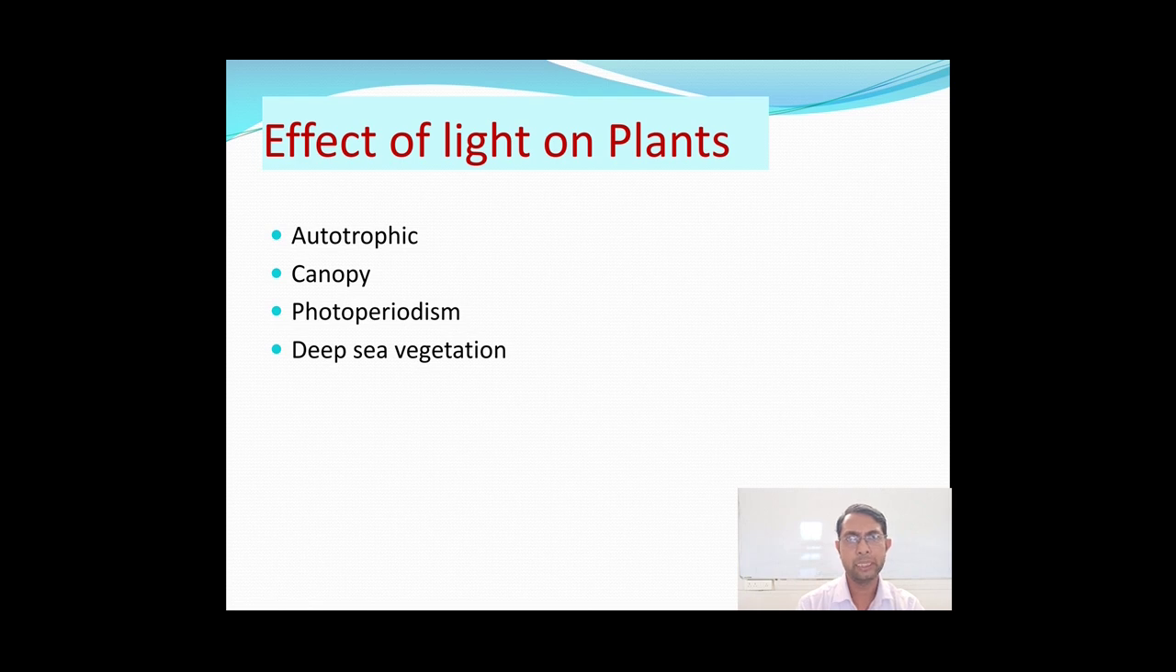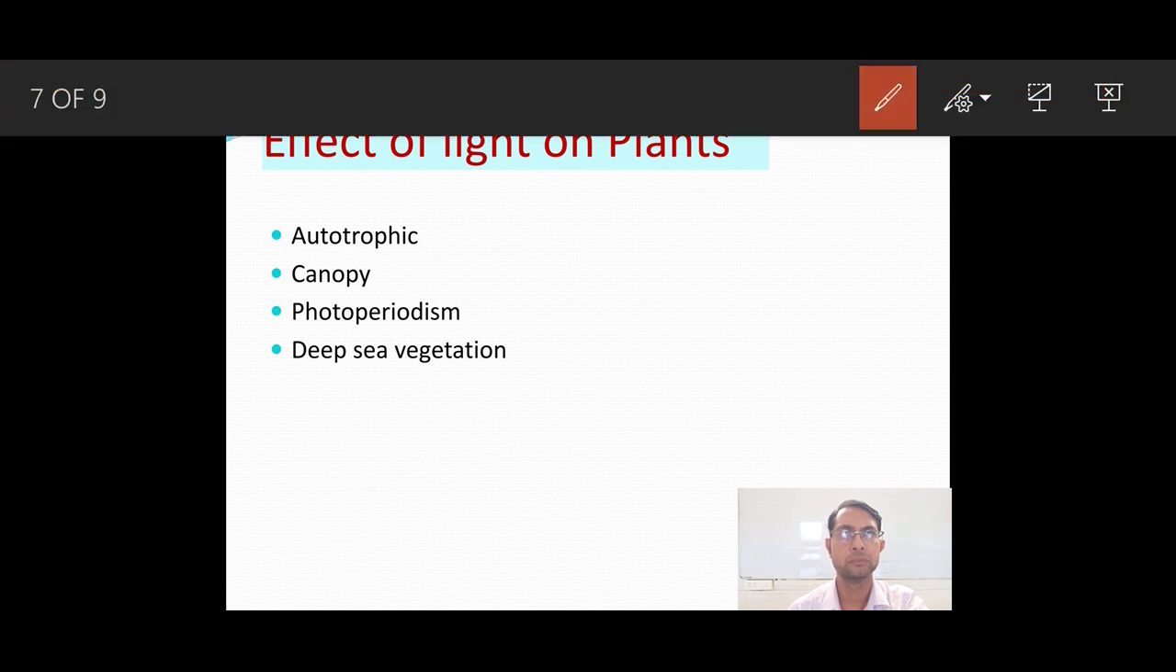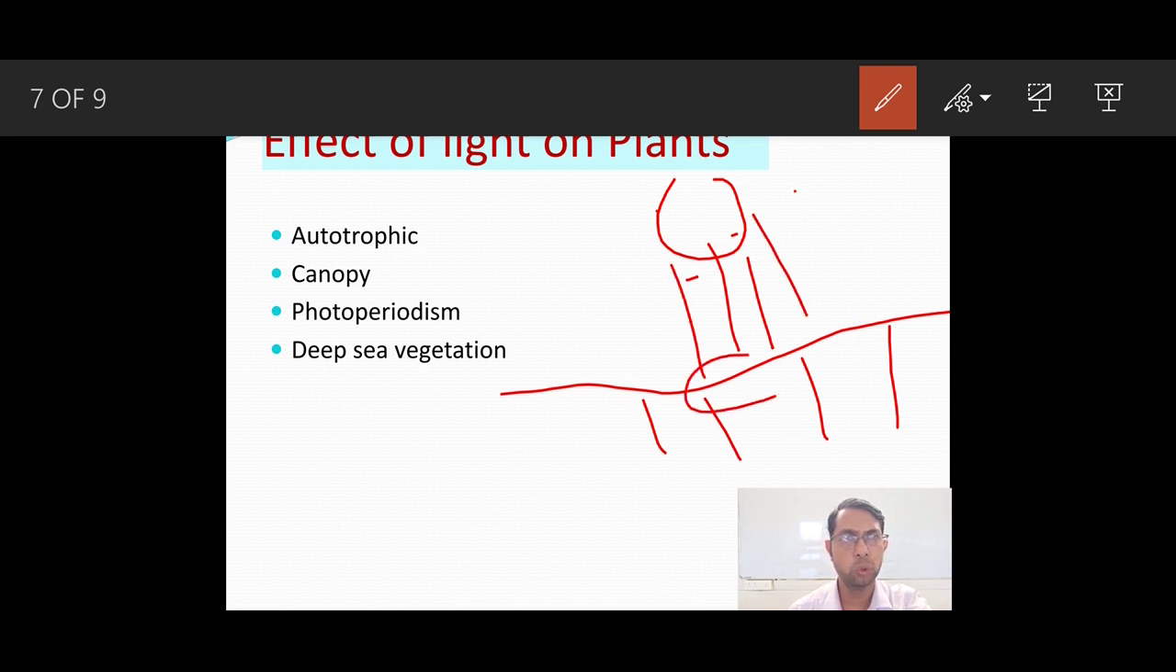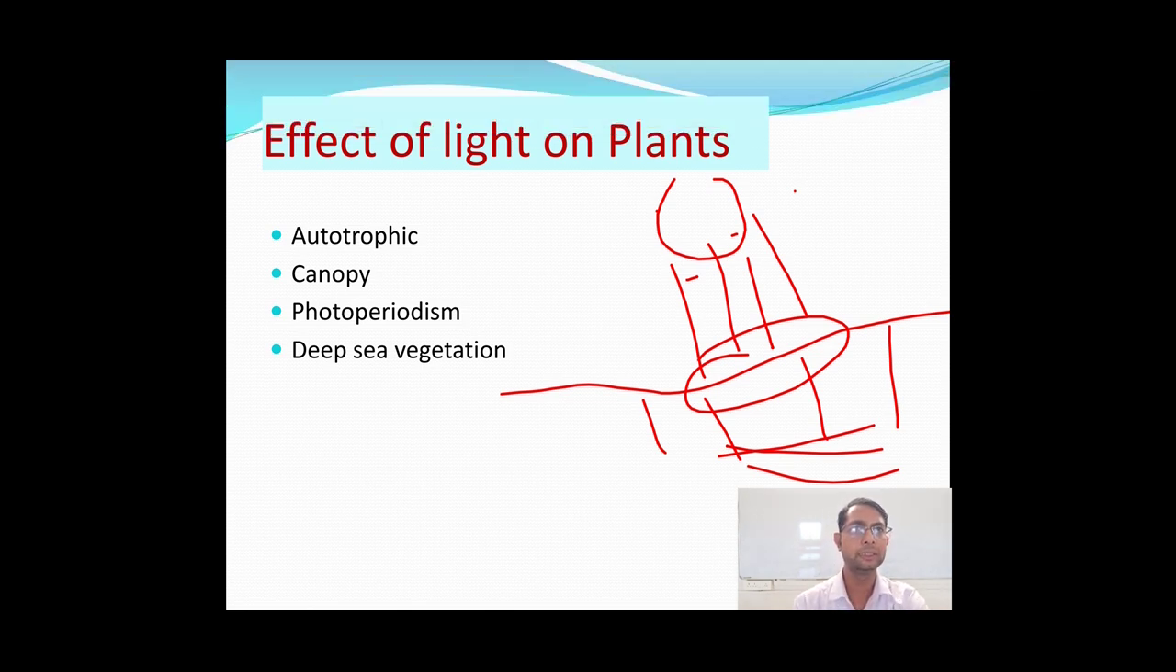And the next effect of light is on the vegetation of the deep sea. As we enter the sea, say for example this is the sea level. Suppose this is the sea level, and as we go below this sea level, the vegetation of this particular deep sea will change, because the light which is coming from the sun will penetrate in a different manner. It will be more here, but it will be less below this particular part. So we can say that the light also shows an effect on the vegetation of the sea.